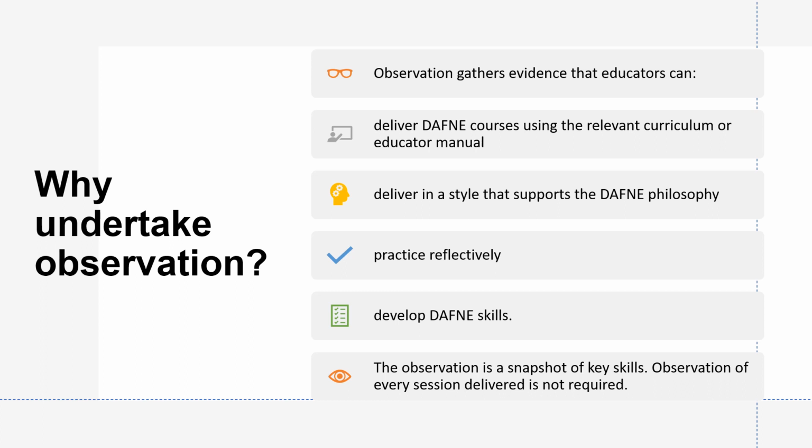During course delivery, it can be challenging to facilitate, keep track of participant progress against the learning outcomes, your use of facilitation skills, and noting what is working well and not so well for your group. Having an observer present, noting these things for you and feeding back, supports reflective practice and skills development. The observation is a snapshot of key skills to help you practice reflectively as an educator.